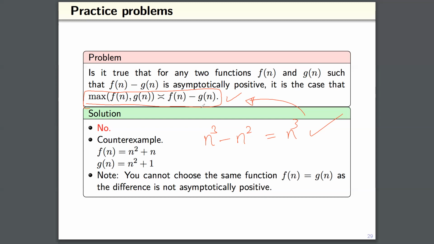Okay? So just because you got a working example does not prove the claim. So here if you want to prove it, you have to prove it rigorously. If you want to disprove it, just give one example, you're done, right? Okay, next.